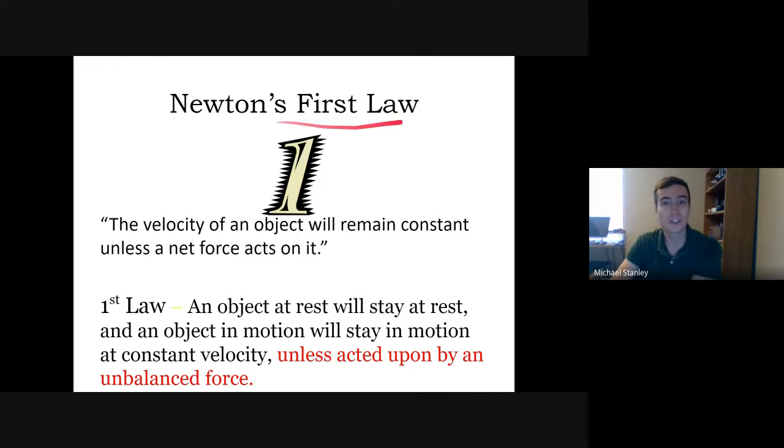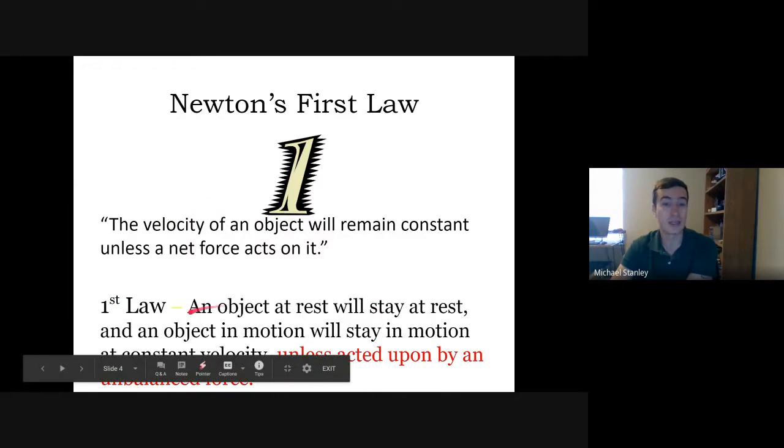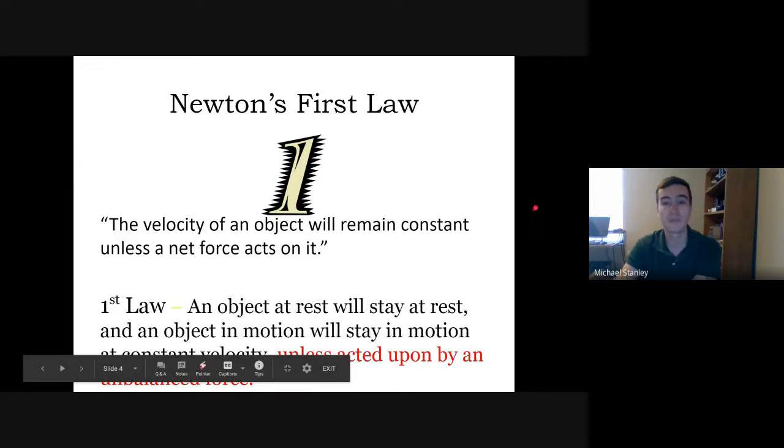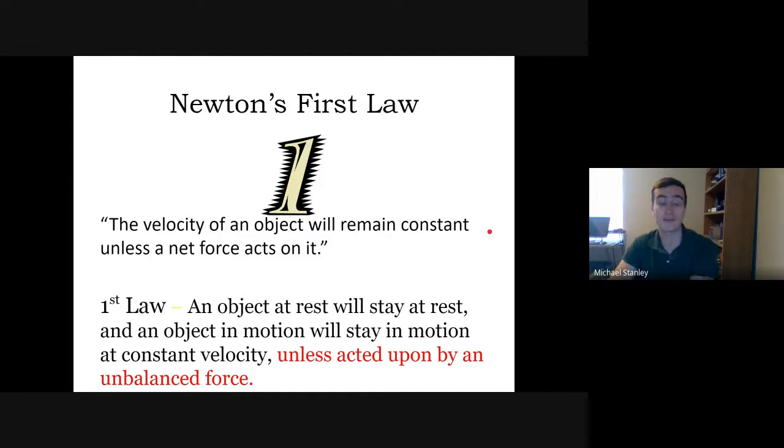So the first law of motion. There's a couple different ways that people like to write it out. One of them: the velocity of an object will remain constant unless a net force acts on it, which is a fancy way of saying that an object at rest, meaning standing still, not moving, will stay at rest, and an object in motion will stay in motion at a constant velocity, constant speed, unless or until they are acted upon by an outside force or an unbalanced force.